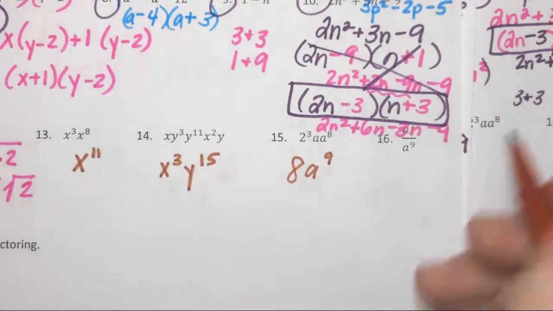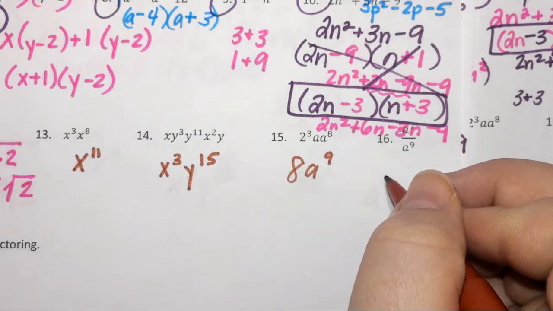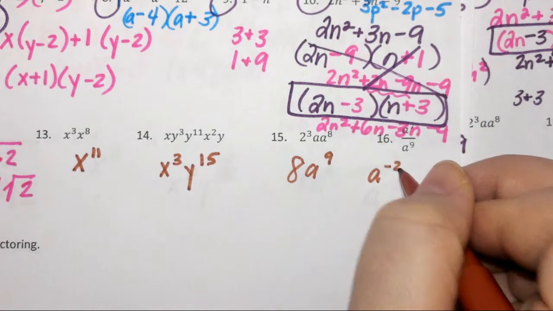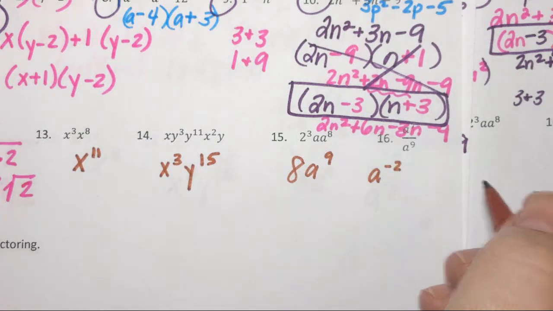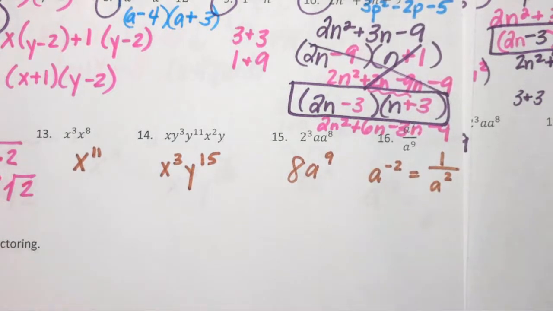And then last but not least, we're dividing. So we're going to subtract. So we'll get a to the negative 2, but that is not the final answer. 1 over a squared. You have to put the negative in the denominator. We do not have negative exponents, so you punish them and put them in the denominator. So it's 1 over a squared. Daniel gets another point. We're going to save the last 2 for tomorrow.